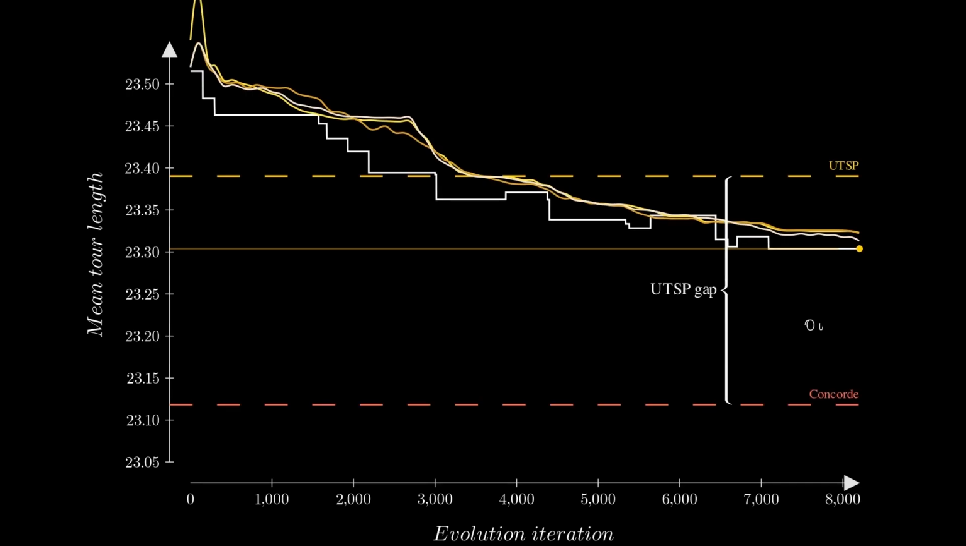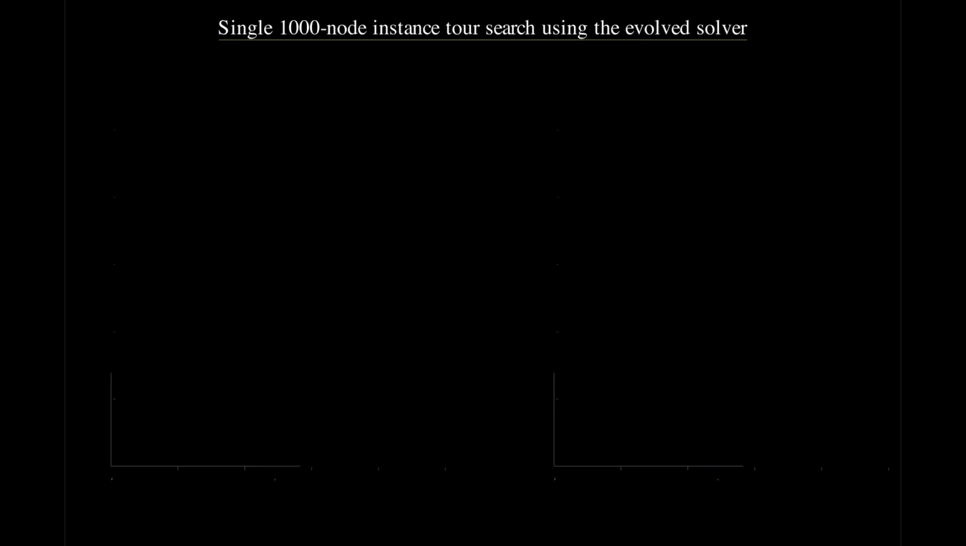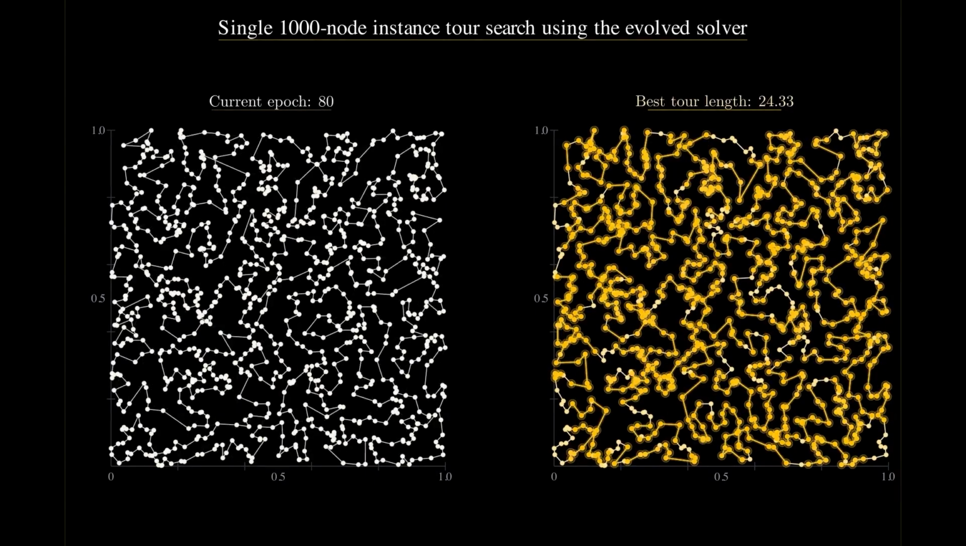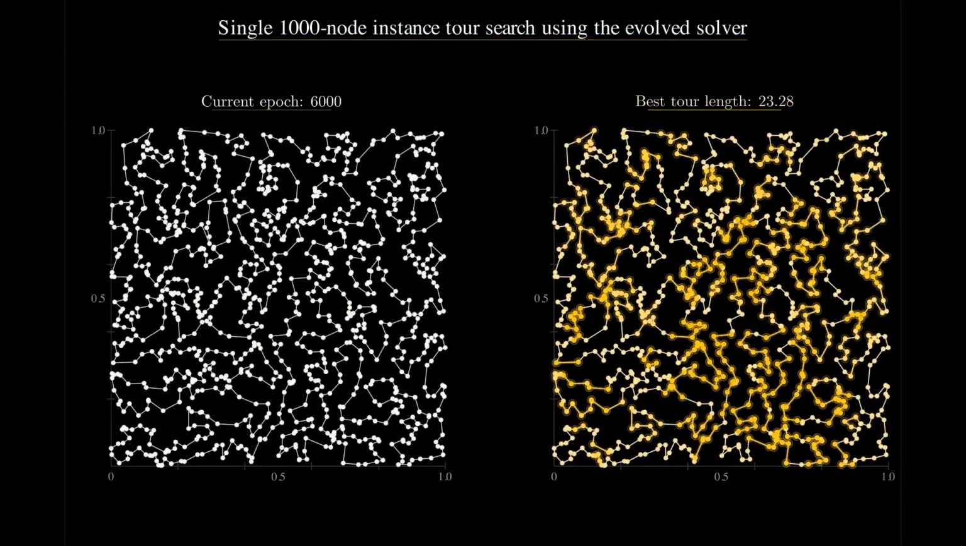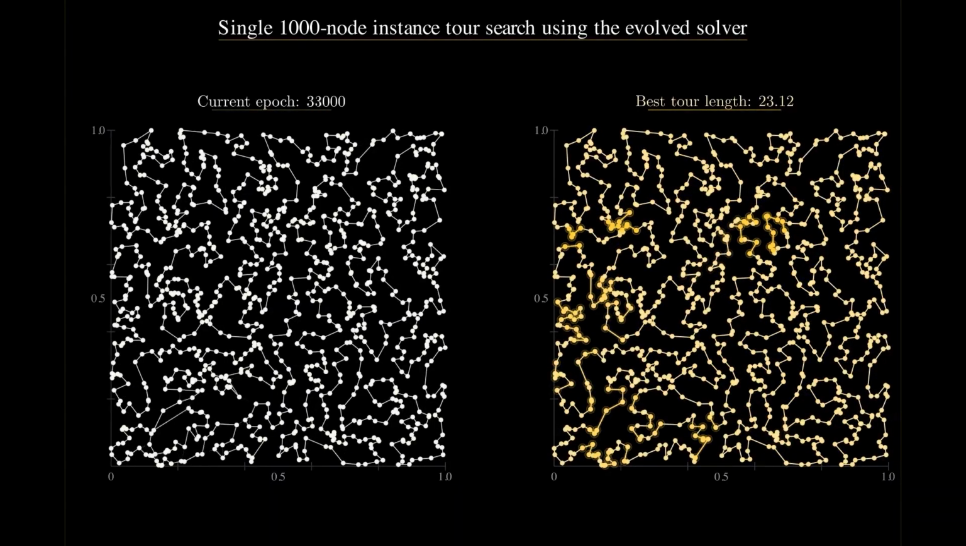As a result, the best version of the algorithm lags behind Concord by 33.2% less in terms of quality, compared to the original UTSP version. Next, here's a live example of how an evolved candidate searches for a better tour. On the left is the tour the algorithm is exploring right now, and on the right is the best tour found so far.